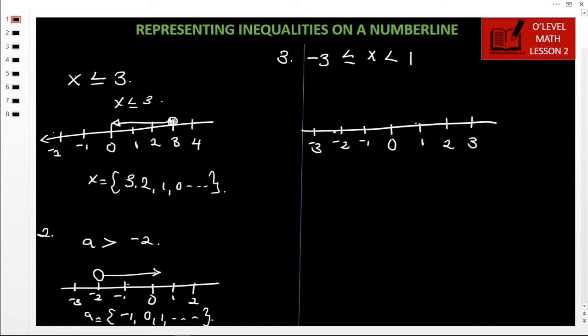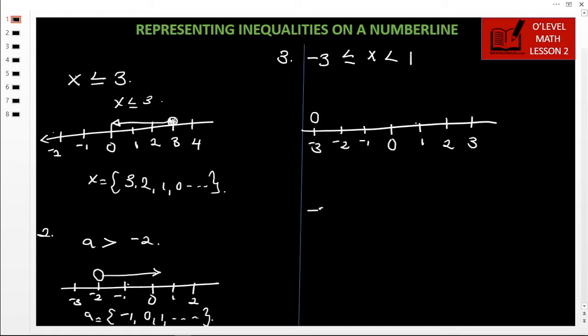Why am I saying it is an intersection? Because the boundary line is at negative 3. Negative 3 is less than x, meaning that any number which is greater than negative 3 is a value of x. Let me first simplify it from here.